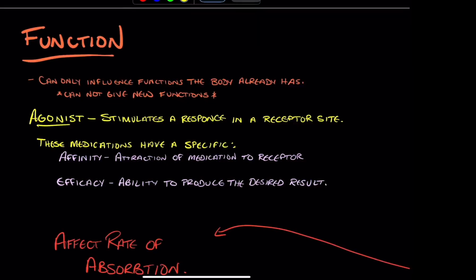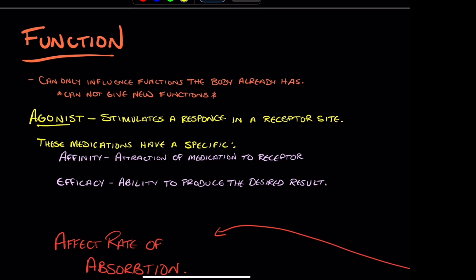So when you look at medications and their effects on the body, they can only influence certain functions that we already have. They cannot obviously give us new functions. They can't add any kind of new metabolic pathways or like that. It's only going to be able to really stimulate or block things that are already there. So we have what's called an agonist, which would be a stimulation of a response or a receptor site. The opposite of that would be an antagonist, which would be the kind of suppression or the depression of a receptor site.